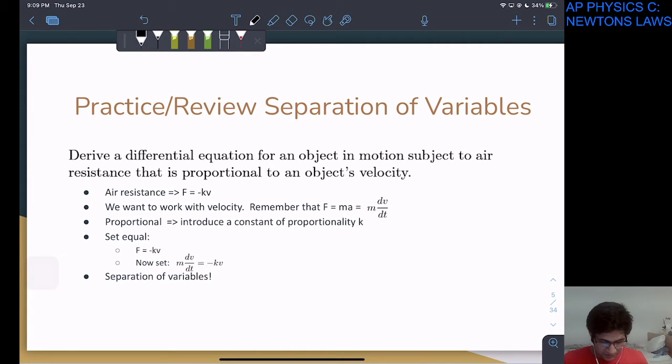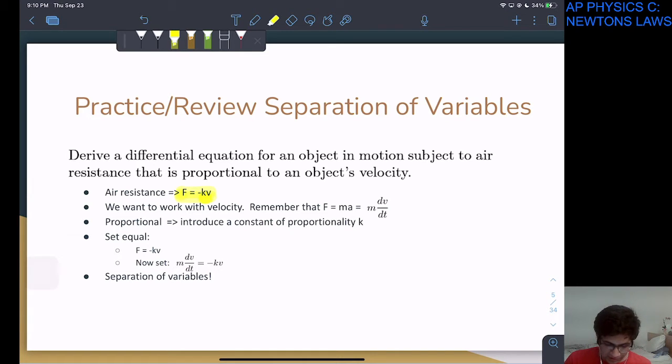What we can start by doing is right away write that the air resistance F is equal to minus some constant k times velocity. The reason why we have this constant is that it's the constant of proportionality. We know that if velocity goes up, the force goes up, but we don't know at what rate. So the k is going to encapsulate that. We should always write down the proportionality constant.